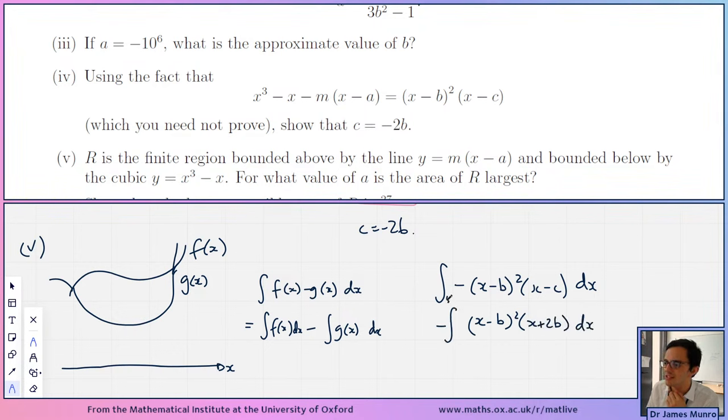I should think about the limits. I guess they're from b to c, which is from b to minus 2b. That integral's not that bad. Let's keep it. Multiplying it out is a bit of a pain.